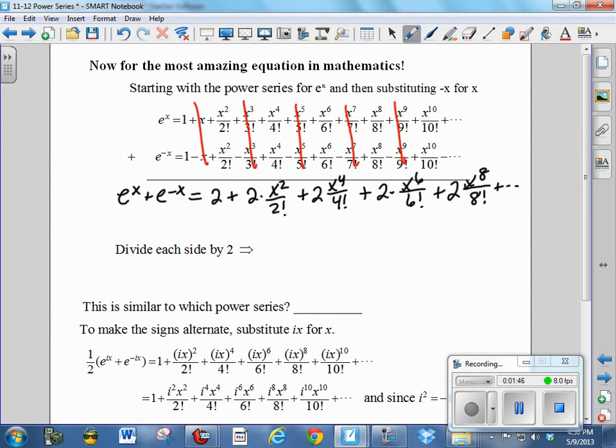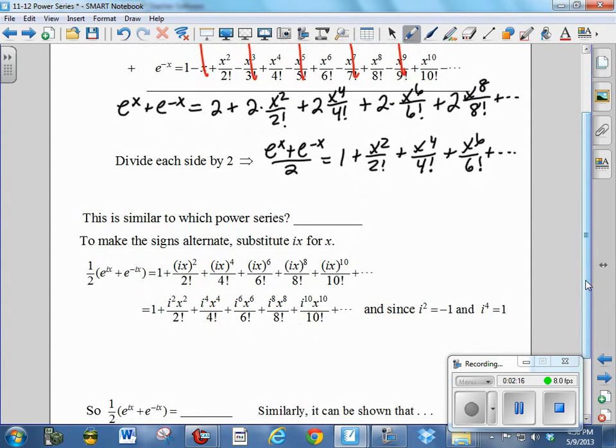Now if I divide each side by 2, then I have e to the x plus e to the negative x all over 2 equals 1 plus x squared over 2 factorial plus x to the 4th over 4 factorial plus x to the 6th over 6 factorial, etc. Now I want you to think, which power series does this look like? Well, hopefully you said it looks like cosine, except for the fact that the signs need to alternate.